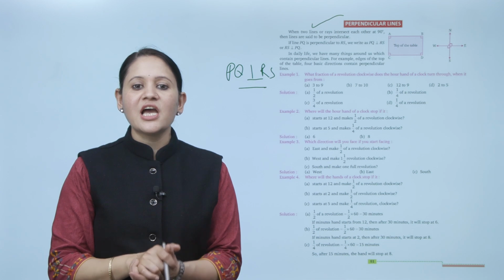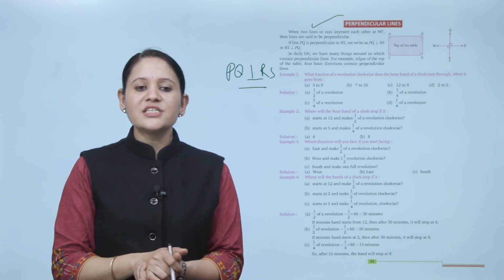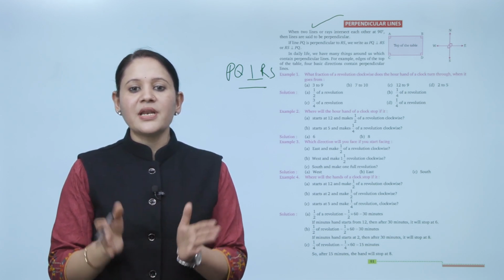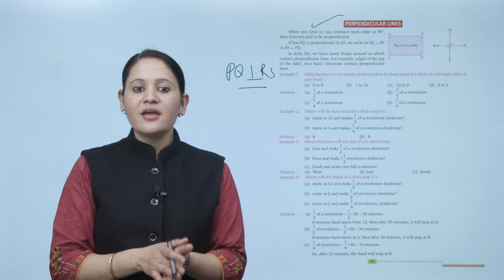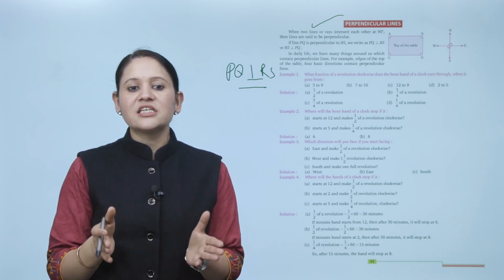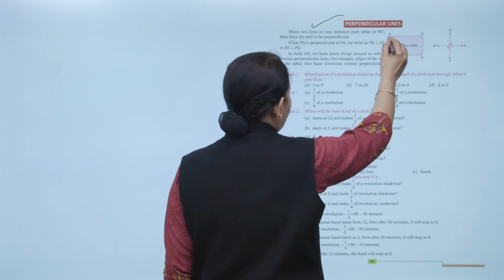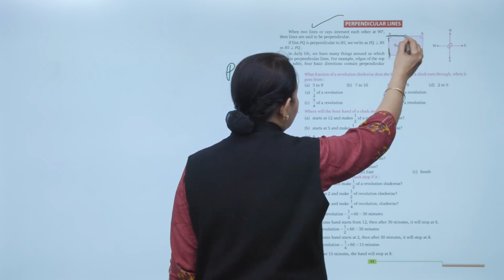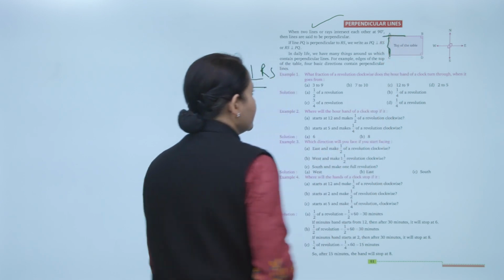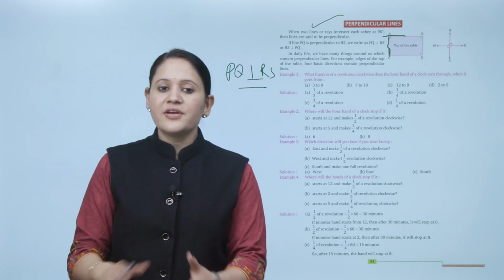In daily life, we have many things around us which contain perpendicular lines. For example, the edges of the top of the table, and the 4 basic directions contain perpendicular lines. Like here, these edges are perpendicular to each other. Clear? Now we'll take an example.